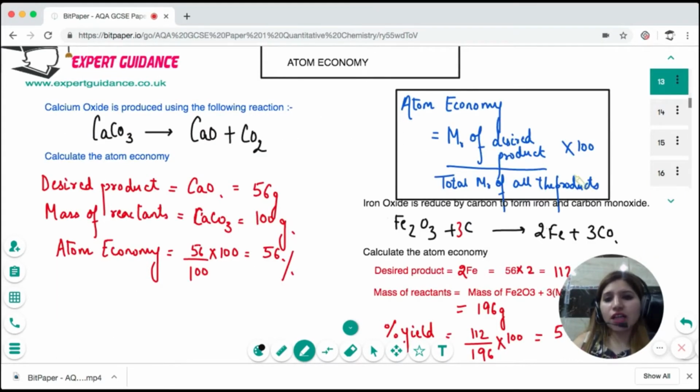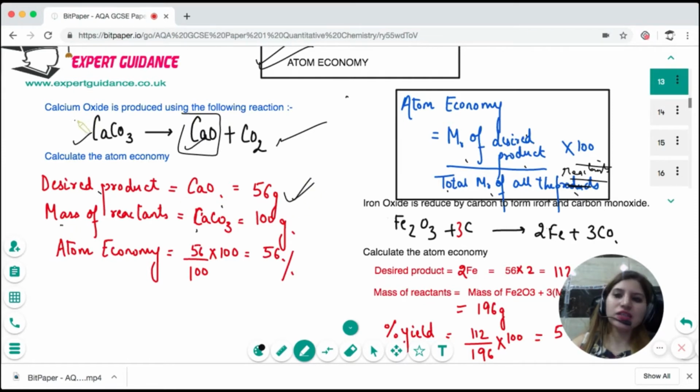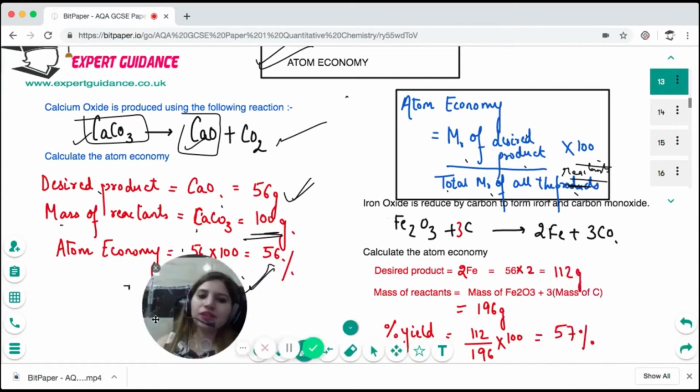Now, there's another concept which is very important for the chemist, the atom economy. Atom economy is the MR of the desired product over the total MR of all the reactants, times by 100. Okay, now let's see how this works. Calcium carbonate gives calcium oxide plus carbon dioxide. What is our desired product? Calcium oxide. What is the MR of that? 56. What is the mass of the reactant? There is 100 grams of the reactant that is reacting. So atom economy is 56 over 100 times 100. So it is 56%.